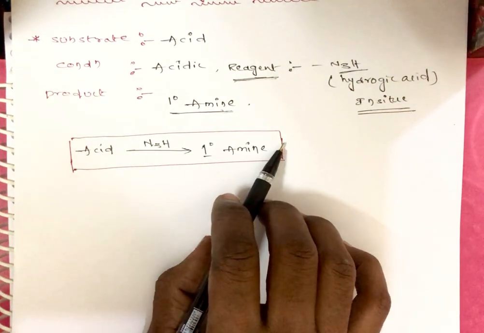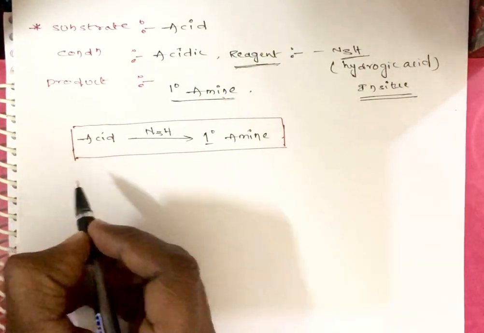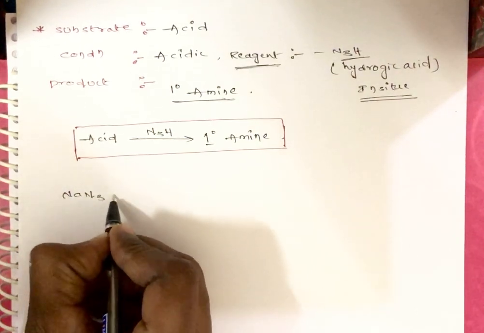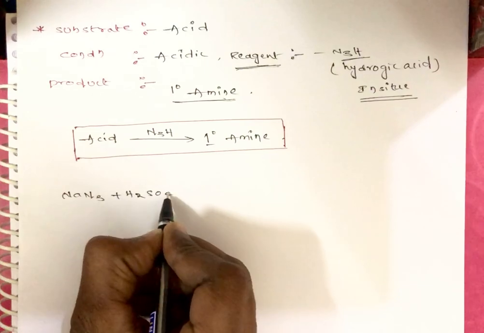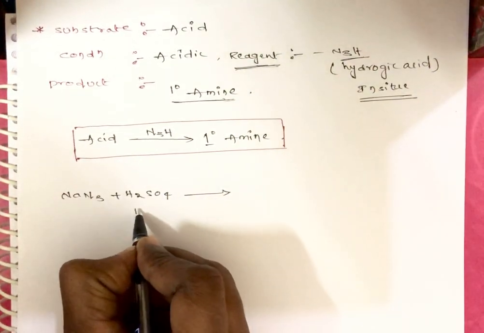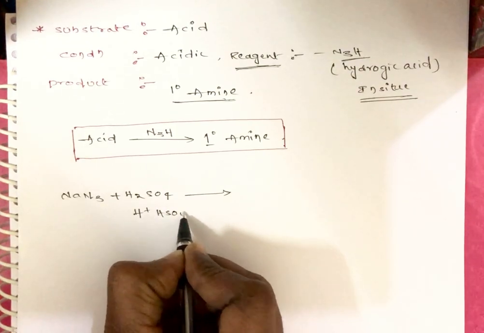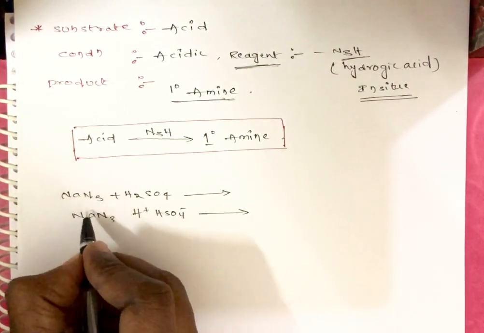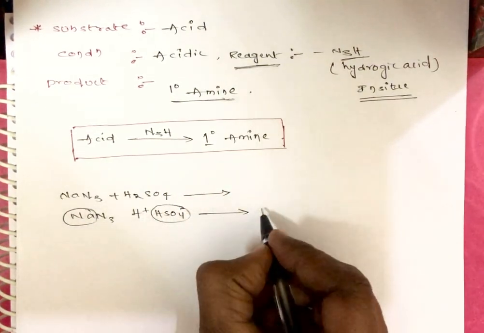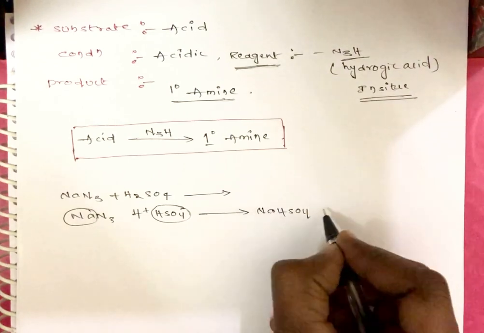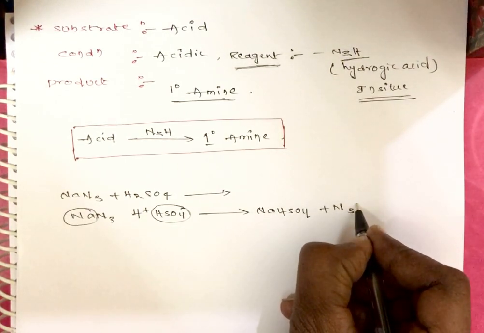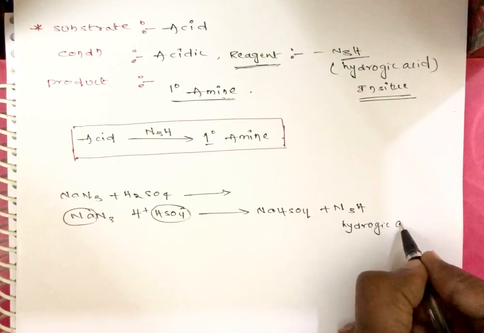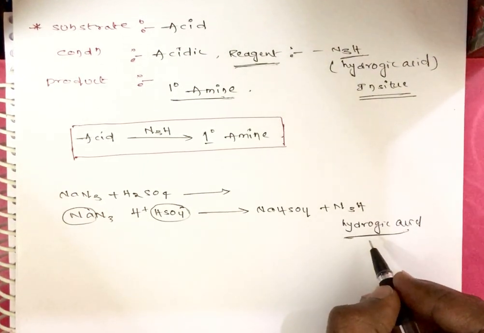Usually they will not give hydrazoic acid directly; they will mostly give NaN3 plus H2SO4 in acidic media. Then we get H+ and HSO4-, so NaN3 gives Na+ and NaHSO4 plus N3H, which is hydrazoic acid. Since it is formed in the middle of the reaction, it is called in situ.